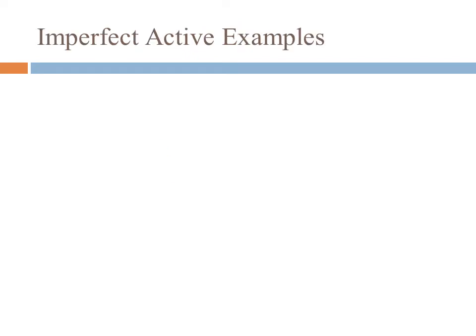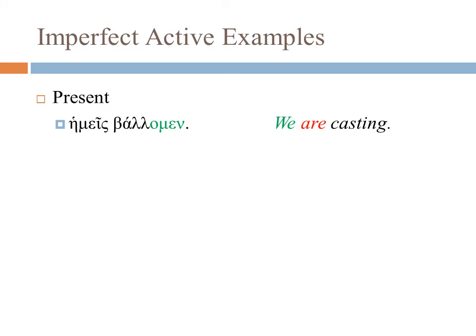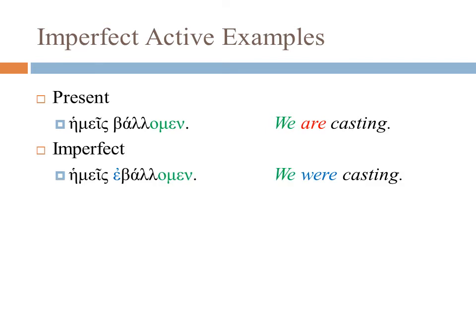So let's just look at some imperfect active examples. The present is ballomen. We are casting. Two lambdas there, present stem. The imperfect is eballomen. Two lambdas, that epsilon in front, that augment. And it turns out that omen, the first person plural, has the same endings as the present. So we get we were casting.